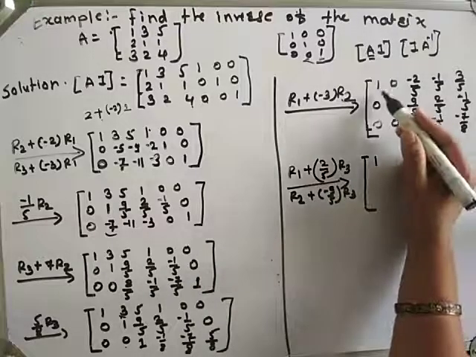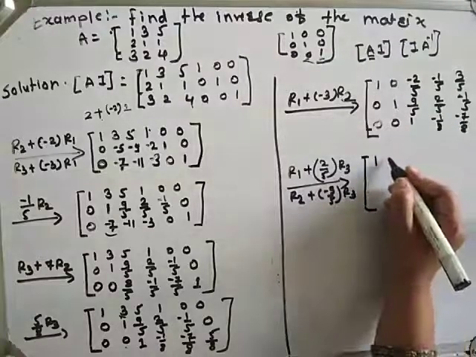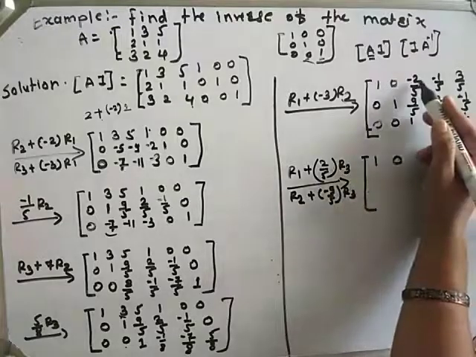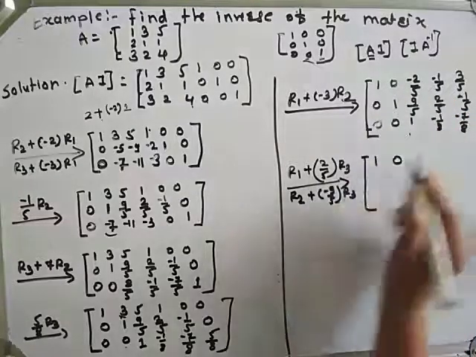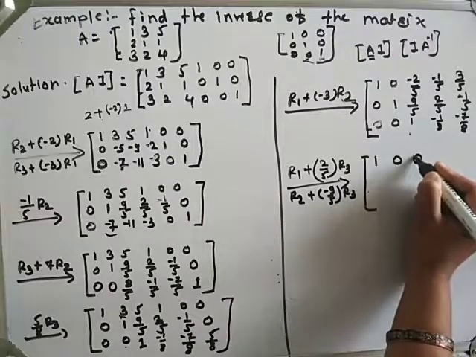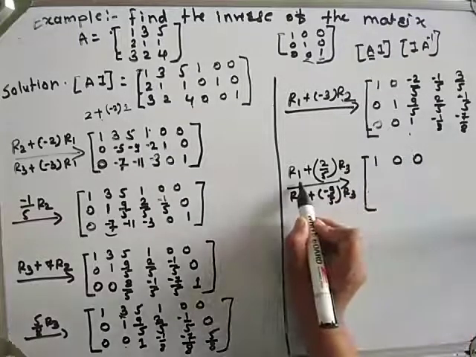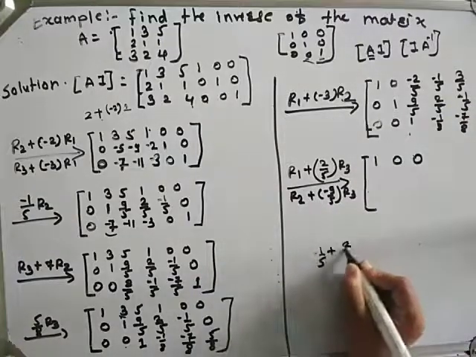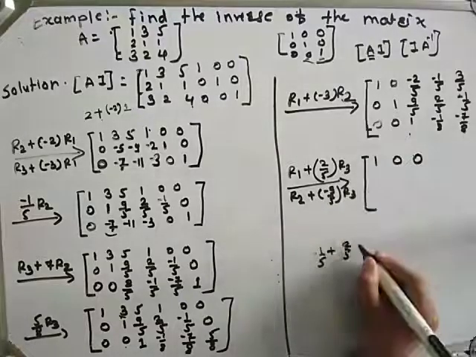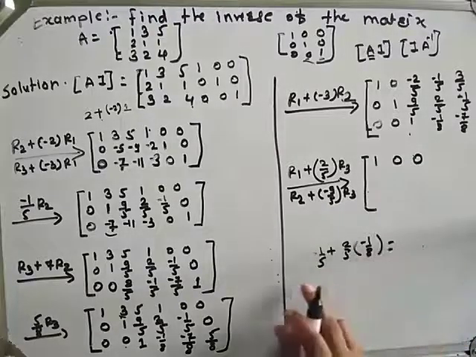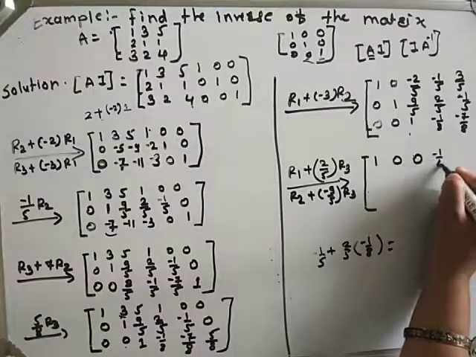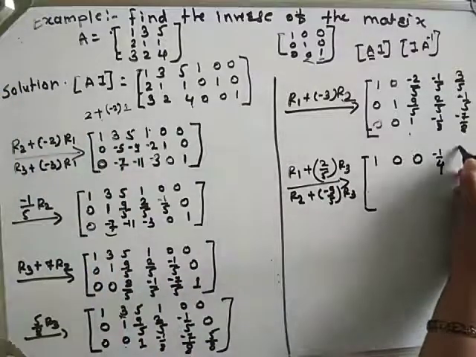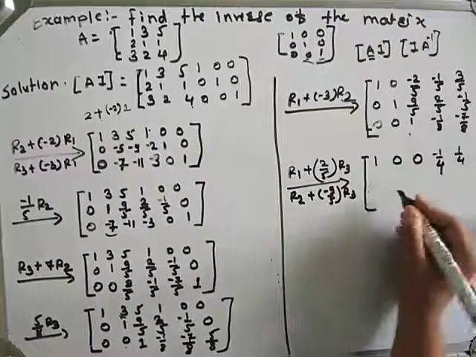So 1 plus 0 is 1. Second is 0 plus 0, again 0. Next is minus 2 by 5 plus 2 by 5, which is 0. Then the next entry in R1 is minus 1 upon 5 plus 2 upon 5 into R3, minus 1 by 8. Calculating this we get minus 1 by 4. Similarly, the next entries are 1 by 4, 1 by 4.